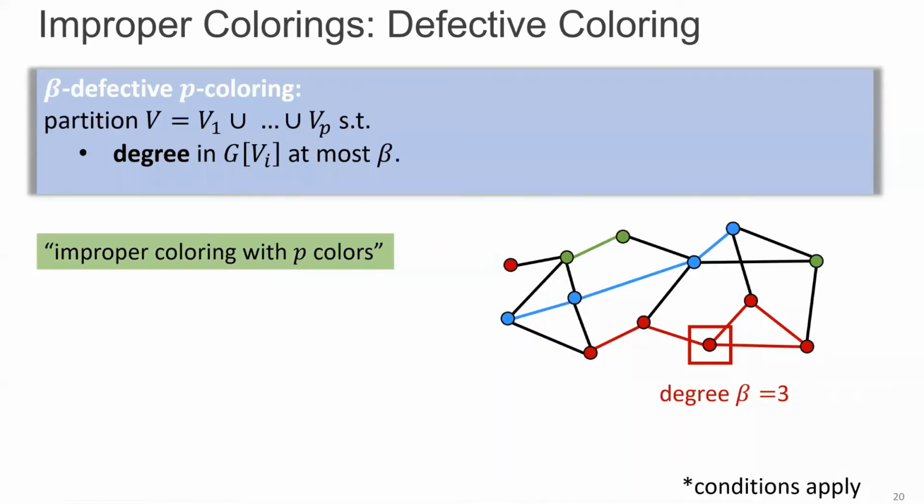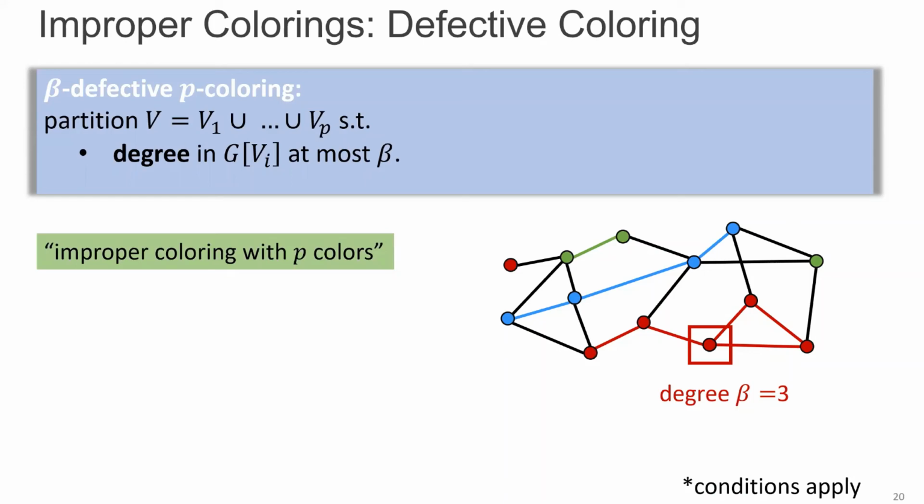And there are more things you can do with this algorithm. In the papers that I showed previously, an important tool, also used in other algorithms, is improper colorings. For example, defective colorings.